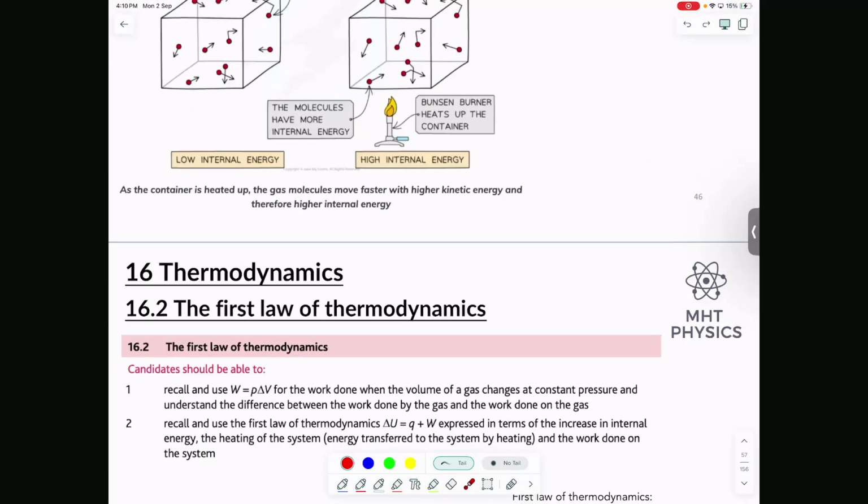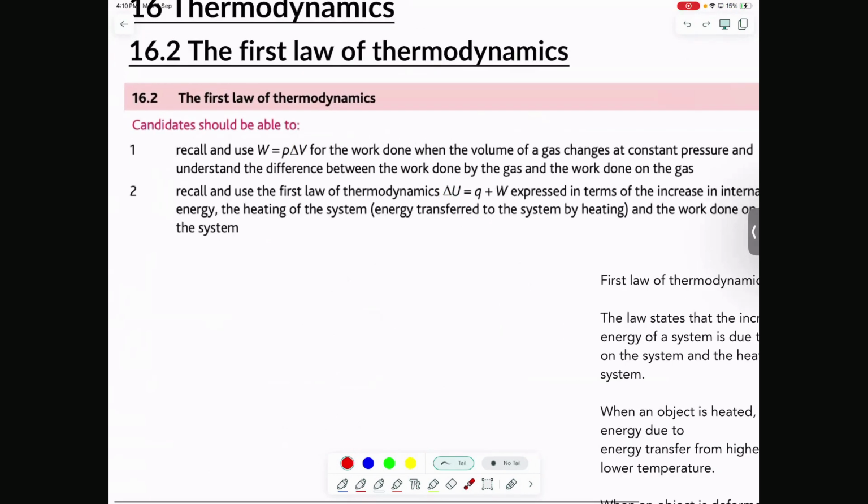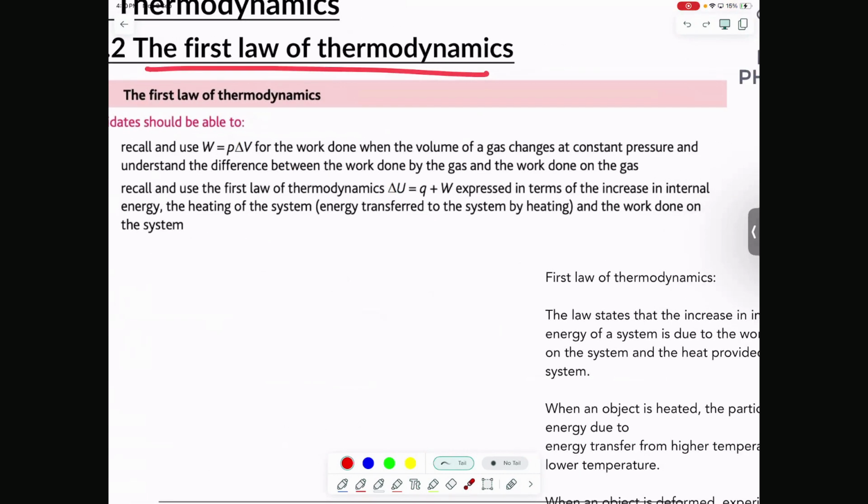So we'll start with this one. We'll dig deeper into this topic. So it's called the first law of thermodynamics. What does it say in our syllabus? You need to know that work done is pressure times change in volume, which I discussed last class. I'll derive this again and show it to you. And you need to understand the difference between work done by the gas and work done on the gas. This is something that we need to see. And recall and use the first law of thermodynamics.